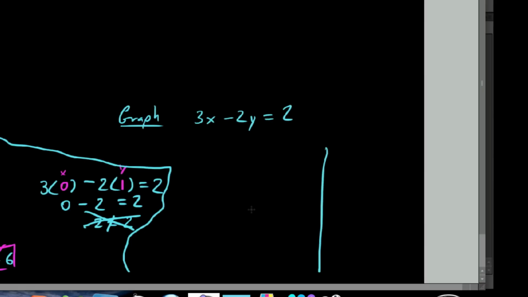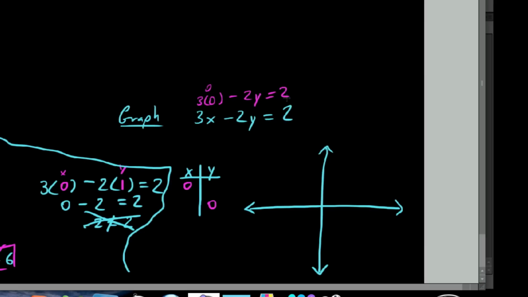Okay, since this is in standard form, we're going to graph this using what we call the intercept method. We'll find where it hits our x and y axes by plugging in 0 for x and 0 for y respectively. So if we plugged in 0 for x, we'd get 3 times 0, which is 0, and we'd be left with minus 2y equal to 2. In other words, y would equal negative 1. So we know this hits our y-axis. We've got the point (0, negative 1) as a solution pair. We've got to shade that in.